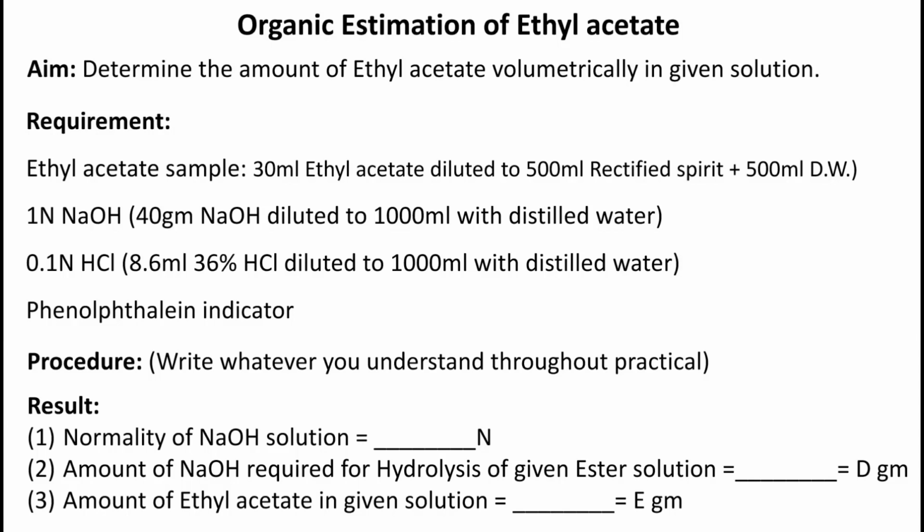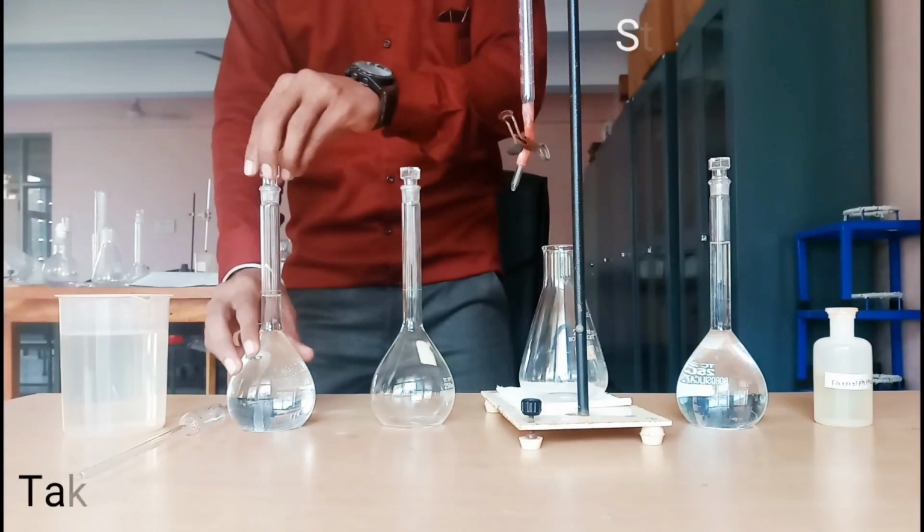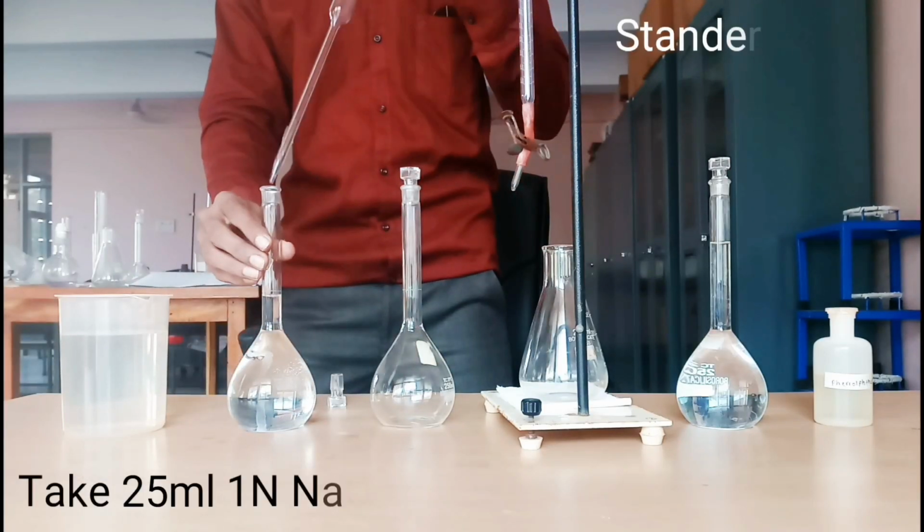Organic estimation of ethyl acetate. Determine the amount of ethyl acetate volumetrically in given solution. Our requirements are ethyl acetate sample, 1 normal NaOH, 0.1 normal HCl and phenolphthalein indicator. Let us see procedure. Let us do standardization of NaOH.